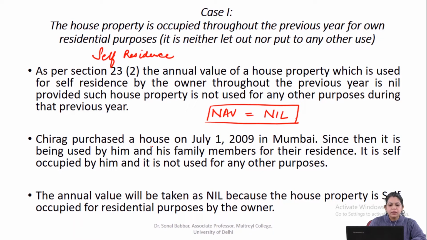For example, Chirag has purchased a house in 2009 and the house is located in Mumbai. Since then, he has been living in that house with his family members and that house is being used for their residence purposes. It is self-occupied by the owner, therefore, the NAV for such property will be taken as nil. The annual value will be taken as nil because the house property is self-occupied for residential purposes by the owner.